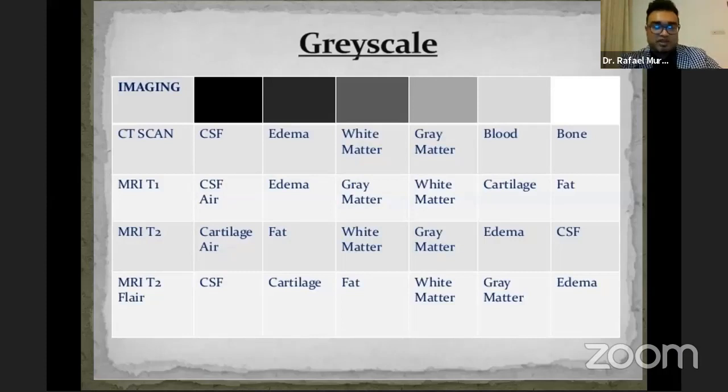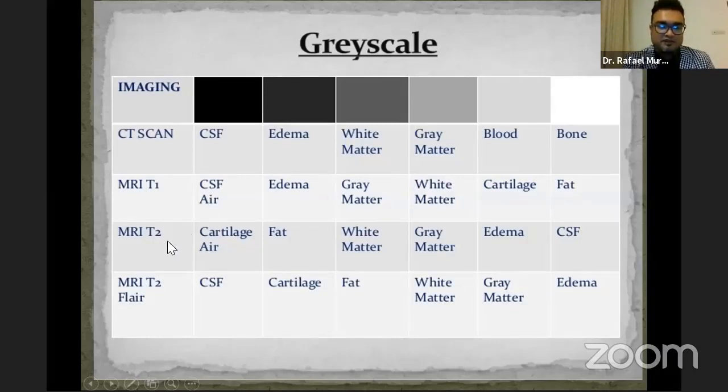In case of a T1 weighted image, CSF and air are hypointense. Edema is hypointense too. Gray matter is somewhat gray or isointense. White matter is hyperintense, as are cartilage and fat. Fat is the most hyperintense thing.